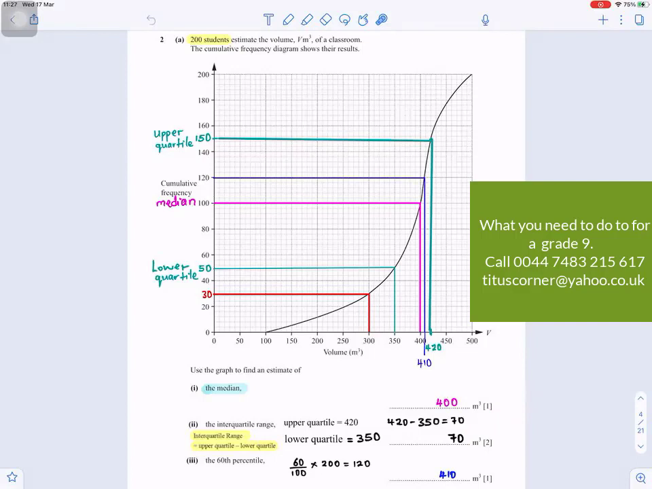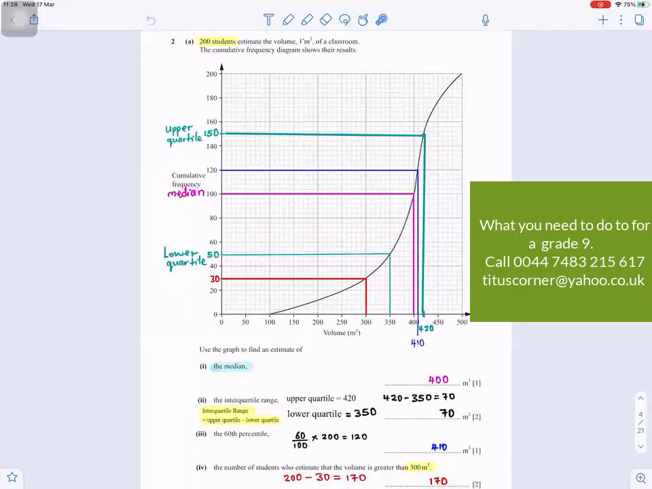Part 3, the 60th percentile. You find 60% of 200, which gives you 120. So we go to 120, and you see the blue line there. We draw the blue line until it meets the ogive curve, and we come down. The answer is around 410.